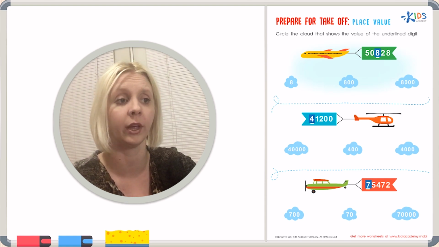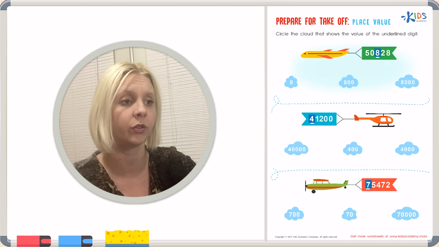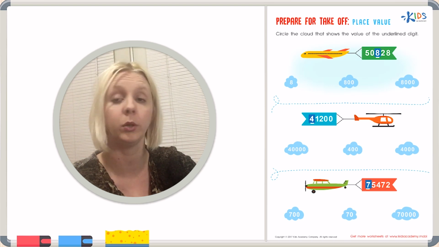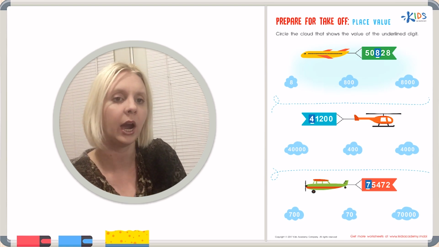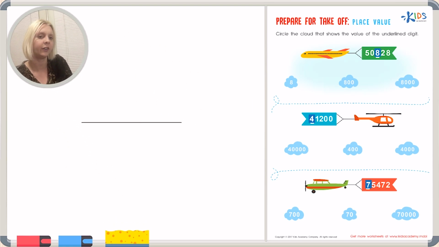It's not just the number, like this one, for example, isn't just 8. Because of where it is, we have to figure out how much that's worth. And we're going to decide how much it's worth, and we're going to circle it below in our clouds. So this is what I like to do for place value. I like to make a chart to fit everything in, okay? So I'm going to start first, and I'm going to write out my number. And my number is 50,828.